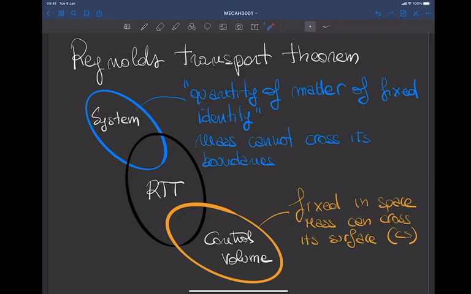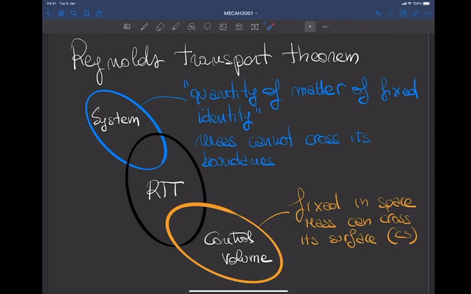These are fixed regions in space that of course can be crossed by mass through their surfaces, which are called control surfaces. On the other hand, the system is a quantity of matter of fixed identity. So the mass cannot cross its boundary, but the system can change shape and size and actually move with the flow, while still always keeping the same amount of mass.